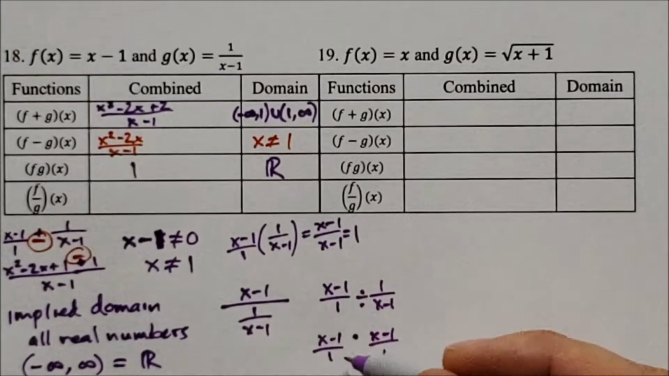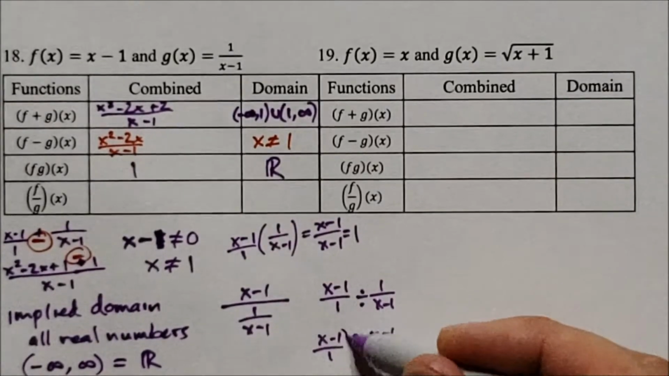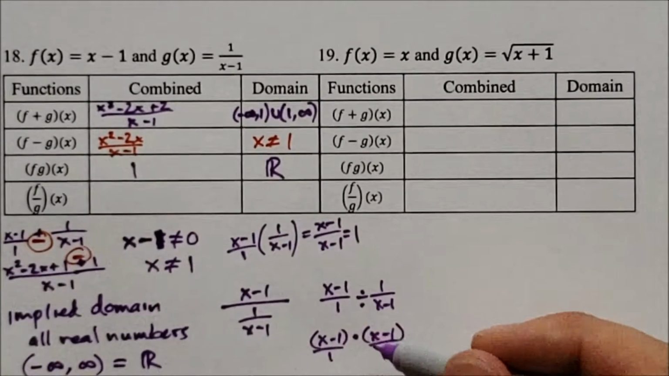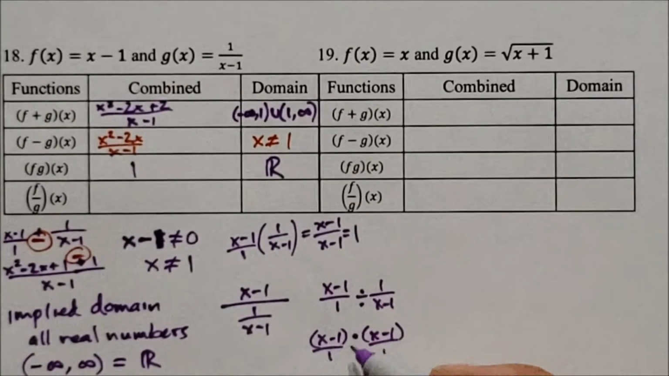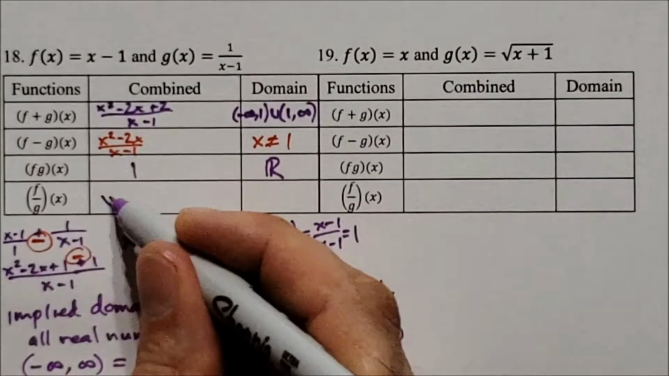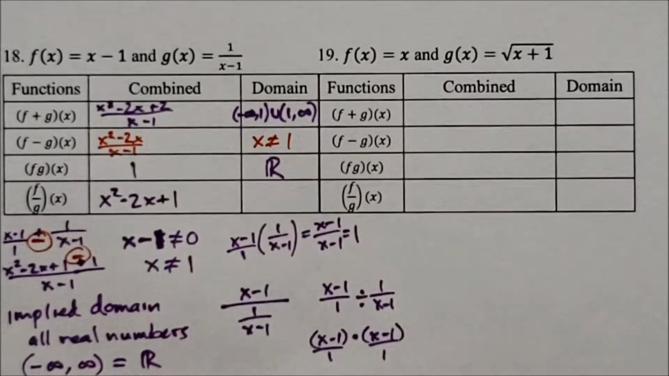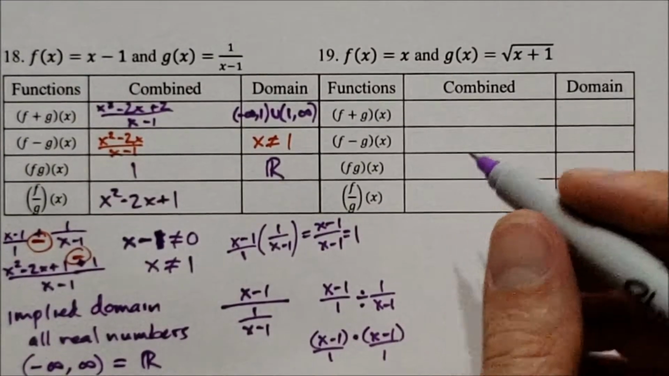Well, the 1's really go away since these are no longer rational. They're just (x − 1) times (x − 1). I'm going to put parentheses around here so I don't accidentally multiply negative 1 times x and just combine like terms. So we have to FOIL or distribute or expand this polynomial. This is the same result as what we had in the first two examples. So this is just x² − 2x + 1, where the domain again is all real numbers.